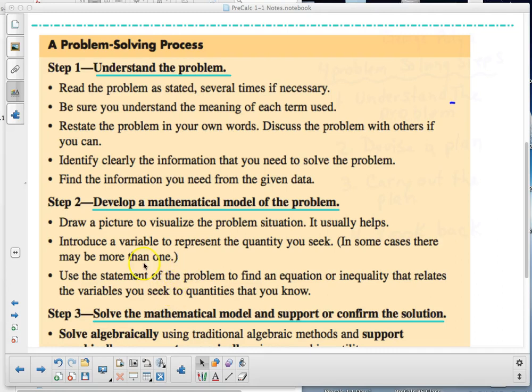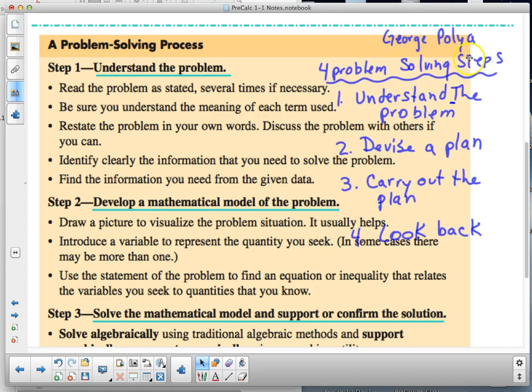Okay, welcome to day 2. We're going to go over the problem-solving process again. As we're going through this, keep in mind George Polya's basic 4 problem-solving steps: understand the problem, devise a plan, carry out the plan, and look back.